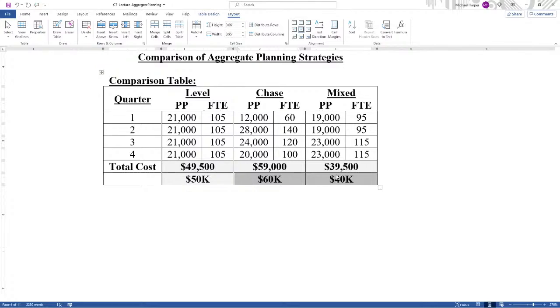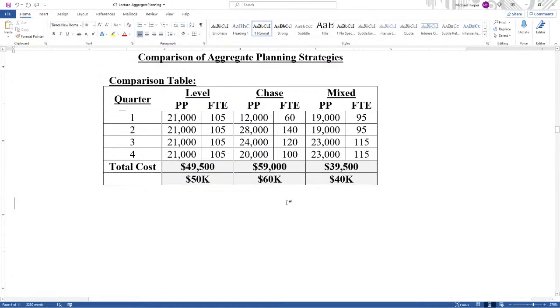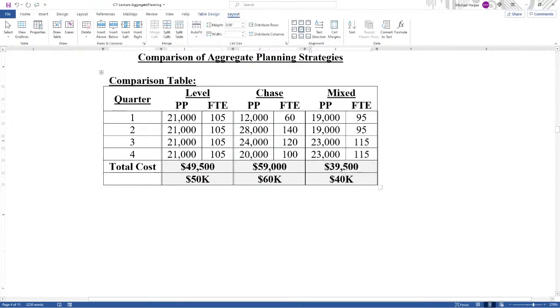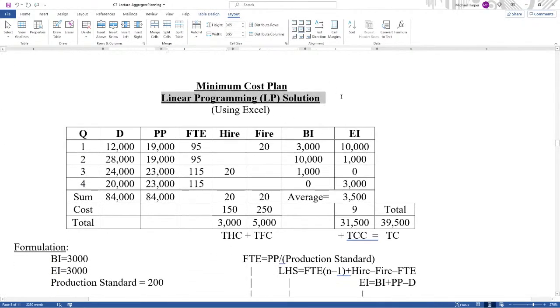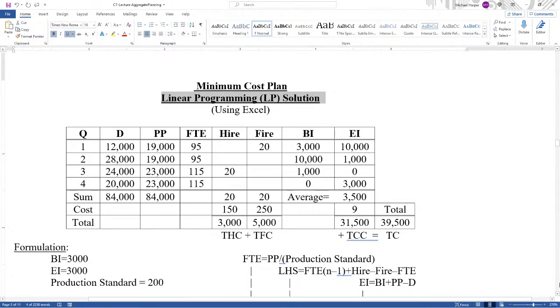And that's why people look at aggregate planning. Well, let's take that a step further. This was an arbitrary plan, right? Well, could we create a plan here that would minimize the actual total cost? Yes, we can. So now we can look at a level plan, chase plan, arbitrary mix plan, and an optimal plan where we minimize cost. To do that, we will use a minimum cost plan, linear programming. And we'll use Excel to do that.